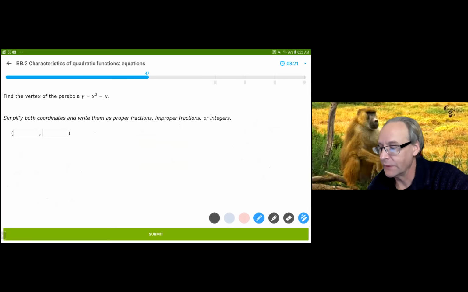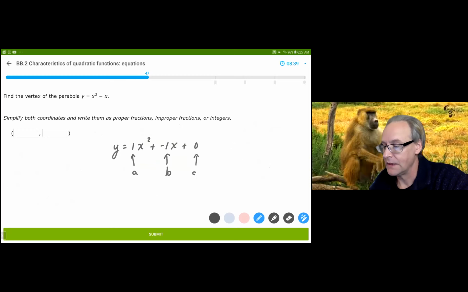All right, we want the vertex. So we have an A and a B. I'm going to be a little careful this time. I have 1x squared plus negative 1x plus 0. There's my A, there's my B, and there's my C. Now, I normally wouldn't do that, but I just want to make sure that it's perfectly clear where my A and B are coming from. Notice that this is in the form ax squared plus bx plus c. That's a standard form quadratic.